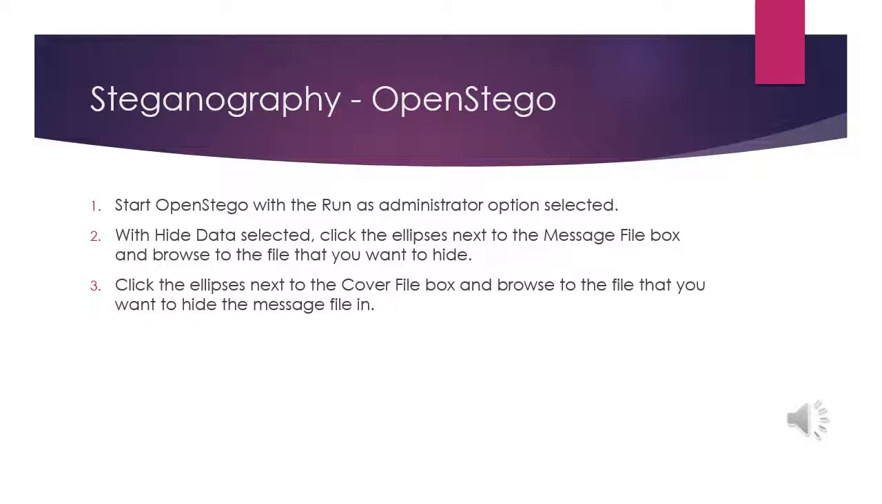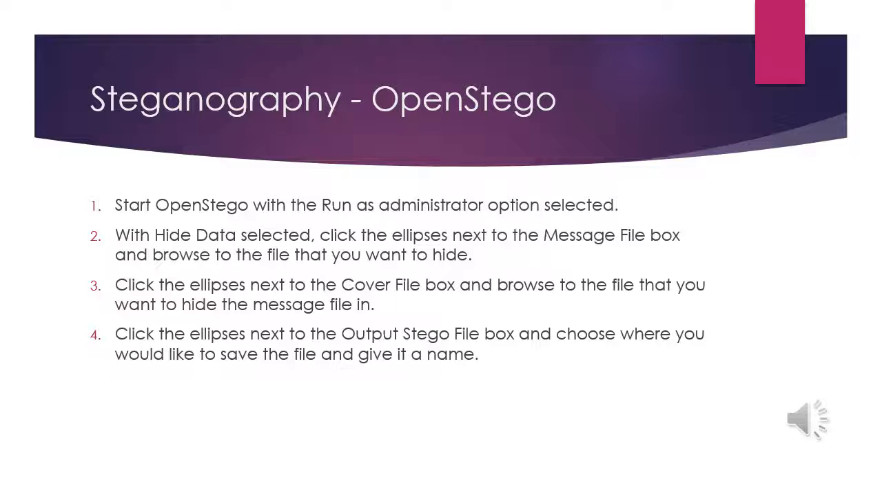Next, you click the ellipses next to the cover file box and browse to the file that you want to hide the message file in. And then you click the ellipses next to the output stego file box and choose where you would like to save the file and give it a name. Next, you choose your encryption type that you want to have, the encryption algorithm.